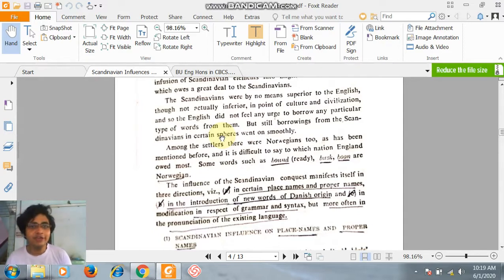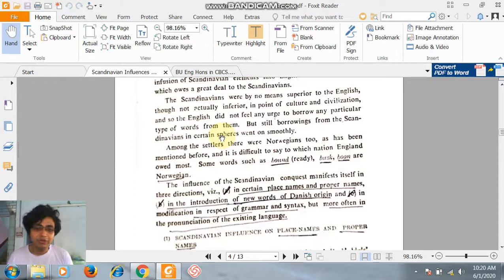ফর এক্সাম্পল, ফ্রেঞ্চ থেকে প্রচুর loan words after the Norman Conquest ইংলিশে এসেছে. সেম ইজ ট্রু ইন কেস অফ the Roman settlers, প্রচুর Latin words এসেছে ইংলিশে. কিন্তু স্ক্যান্ডিনেভিয়ান people, those who invaded England, they were civilizationally not superior, and hence words like bound, means ready, bask, boon, they are Norwegian basically. So these words were borrowed.